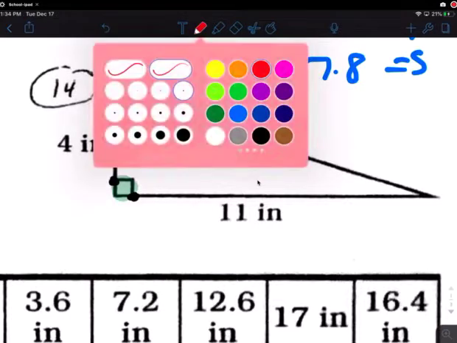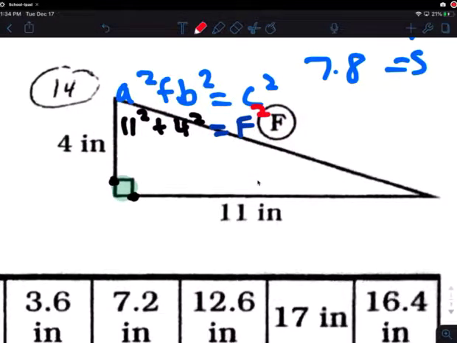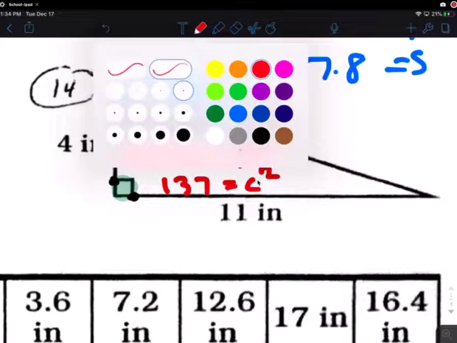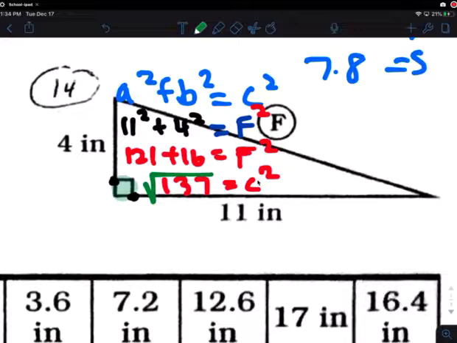Bring down the squared. So you get 121 plus 16 equals F squared. Add that together, you get 137 equals F squared. It's close to 12, okay? So take the square root. 12 squared is 144. This is 137. So your answer is C equals, use your calculator. You don't have to estimate between 11 and 12, close to 12. You don't have to do all that work if you want to use a calculator.